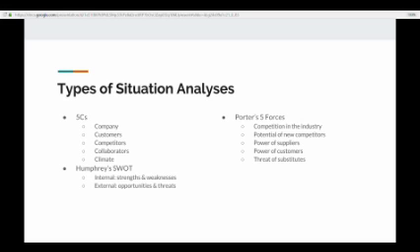And then Porter's 5 forces really focuses on this idea of force, a trajectory or a movement, either within the company or outside the company. So the 5 forces are competition in the industry, the potential for new people to come into the industry and become competitors, the power of your suppliers, the power of your customers, and then the threat of substitutes.